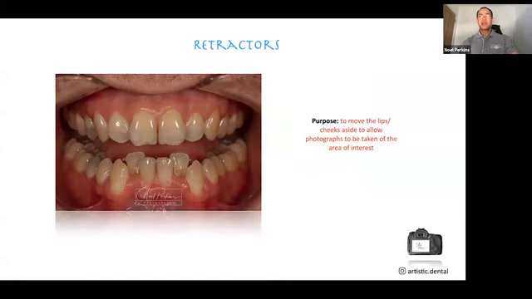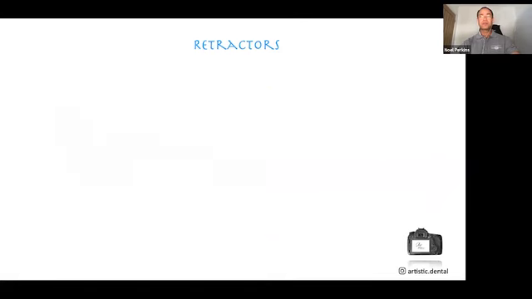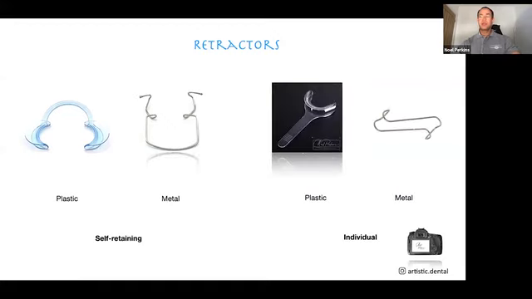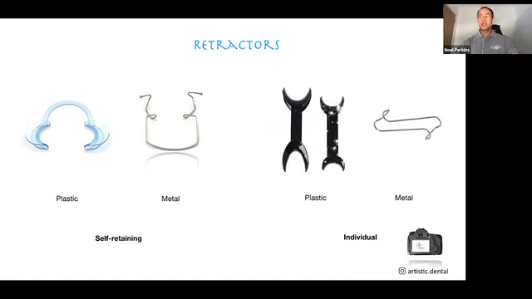Retractors. Now, the purpose of retractors is to move the lips and the cheeks aside to allow photographs to be taken of the area of interest, which you can see by the arrows. There's different types of retractors. Effectively, you've got, according to whether it's self-retaining or individual, these can be either plastic or metal retractors. They can also be single-ended or double-ended.